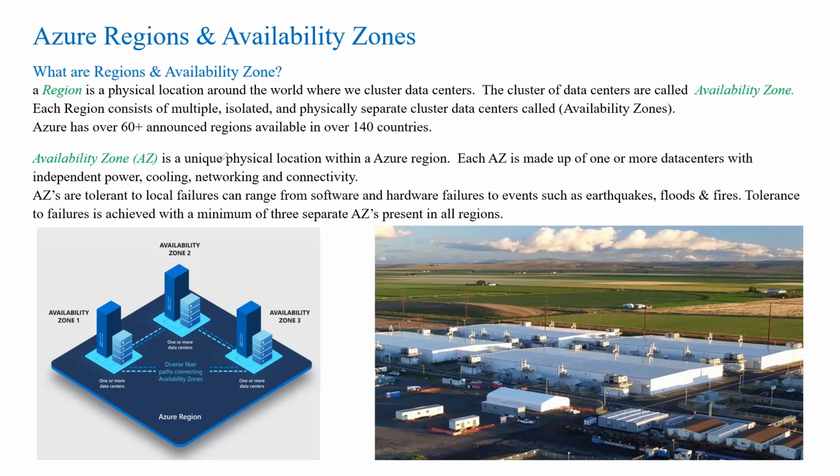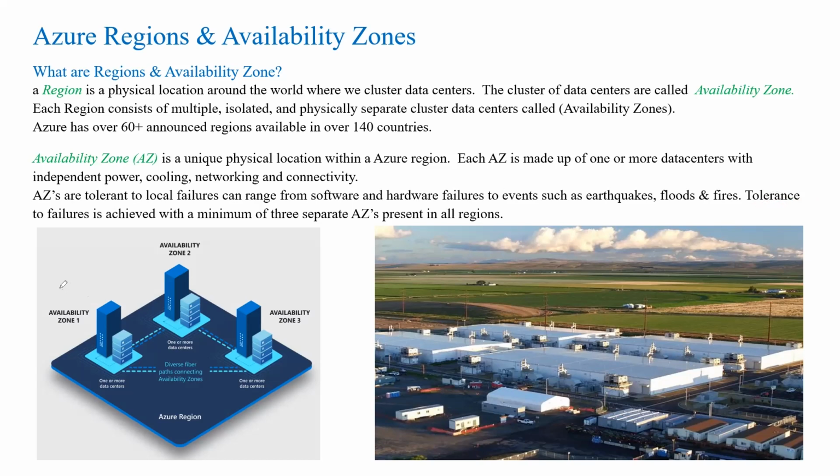Availability zones are tolerant to local failures, which can range from software and hardware failures to events such as earthquakes, floods, fires, and even war, anything to name. So tolerance to failures is achieved with a minimum of 3 separate availability zones present in all regions. So what is this tolerance? How will Azure manage to overcome these failures?